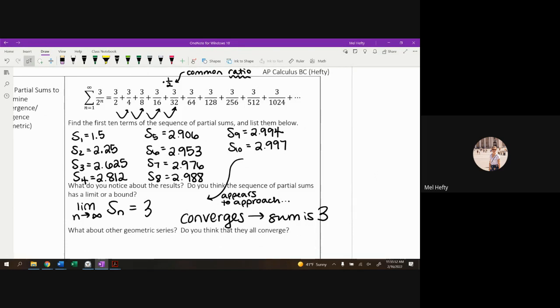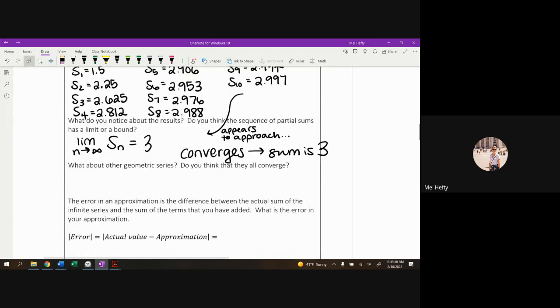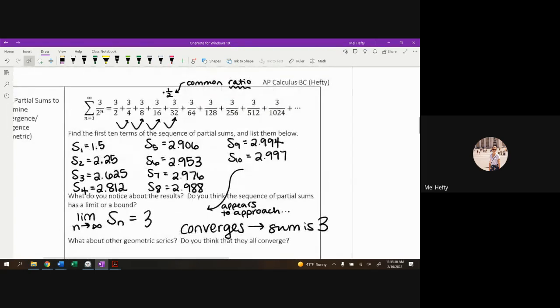So what do you think about other geometric series? The only qualification for a geometric series is that I need to take one term and get to the next one, I multiply by a consistent number. Do you think all geometric series will converge? No? Why not?